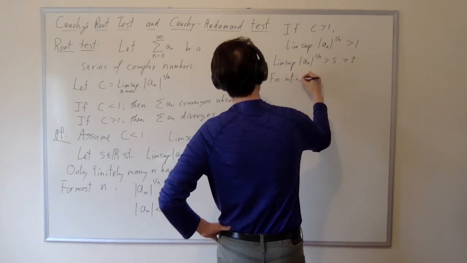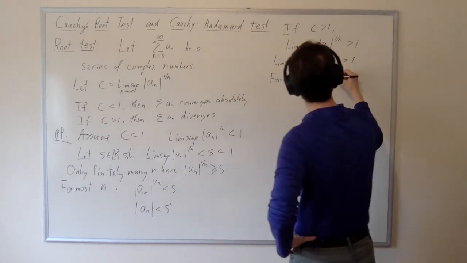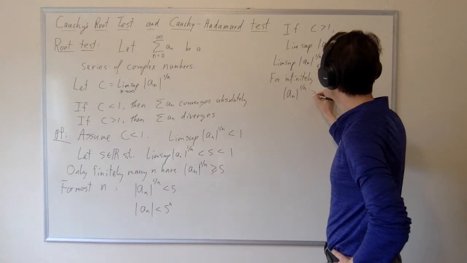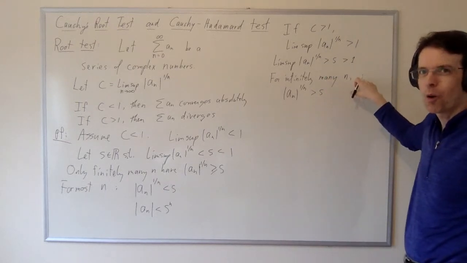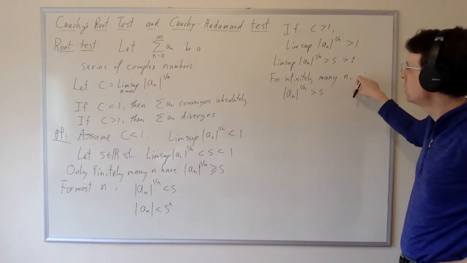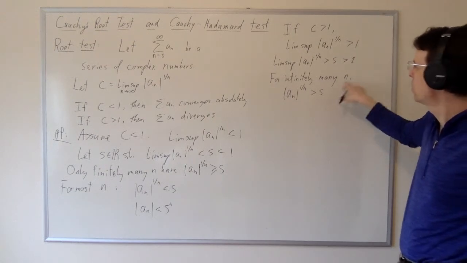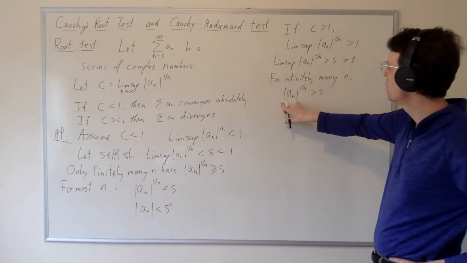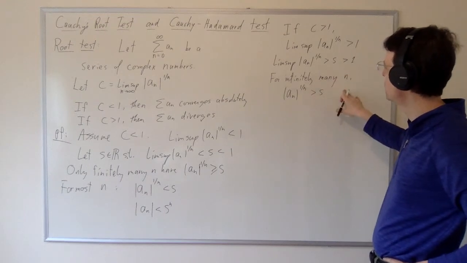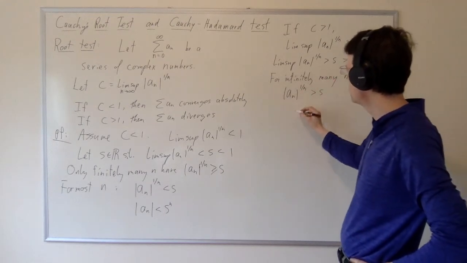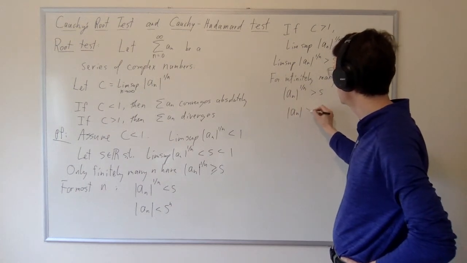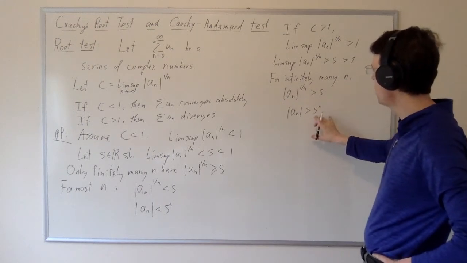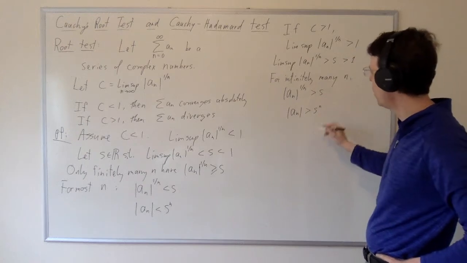So for infinitely many n, what do we get? We get the absolute value of a_n to the 1 over n exceeds S. Not necessarily true for all but finitely many, but definitely true for infinitely many n. So notice there's a difference here between what I'm calling for most n and for infinitely many n. So here a_n to the 1 over n is greater than S for infinitely many n. And then if I raise both sides to the nth power again, we get this thing is greater than S to the n. Now I've got a little bit of leeway here. S to the n is greater than 1.